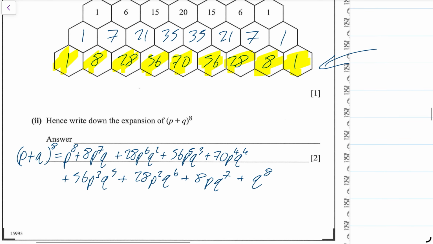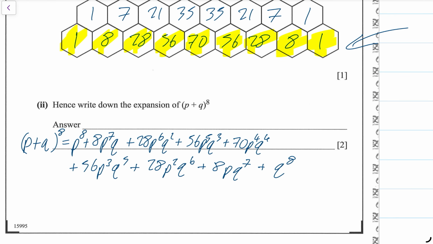Right, I did that with zero explanation. That's how we go at explaining what I'm actually doing here. So notice a couple of things. 8 is the power of the p plus q, and these powers all add up to 8.